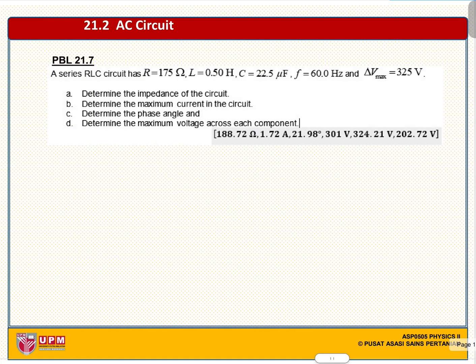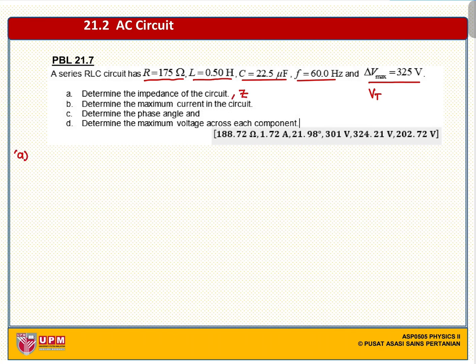Okay. Alright, now here is given your PBL 21.7. It tells us here that R is 175 ohm, L is 0.50, C is 22.5 microfarad, your frequency is 90 Hz and your delta Vmax is 325. This is Vmax across everything, the V total from earlier, which is 325. Now it asks you to determine the impedance of the circuit. The impedance of the circuit is Z.